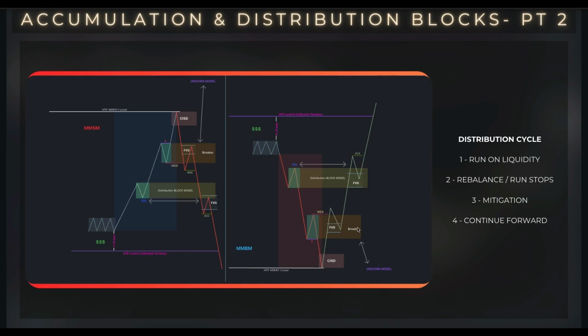And just basically the same thing here for the market maker buy model. You can always refer to this as a template or as an example, whatever you want to do. But I would highly suggest you go on the charts and see if you can find something like this. See if you can find your change in state of delivery, or if you would rather wait for your market structure shift, and see what works best for you.